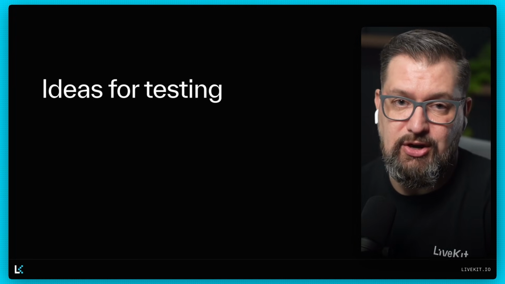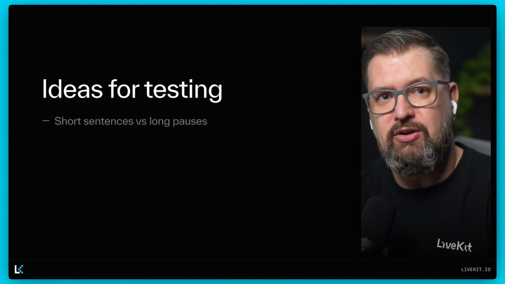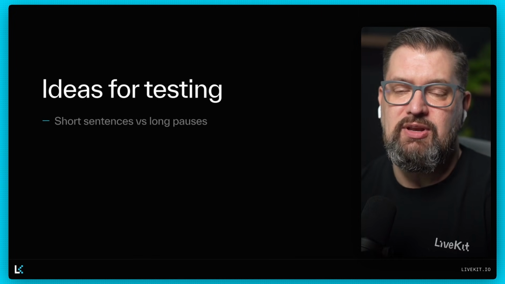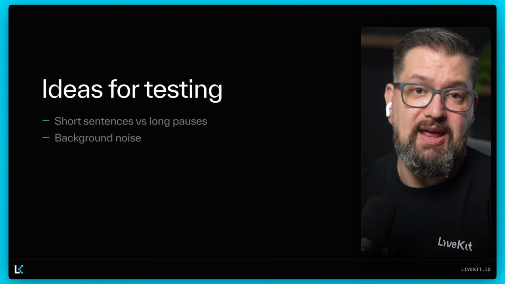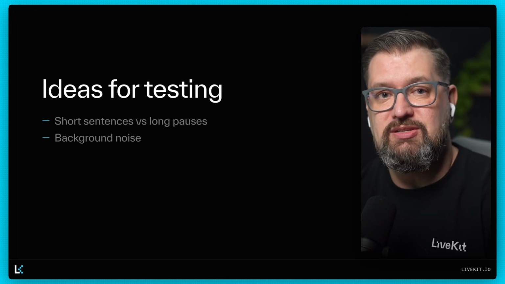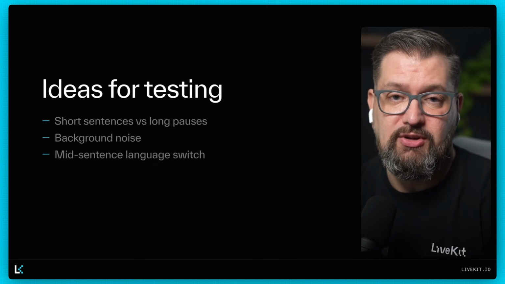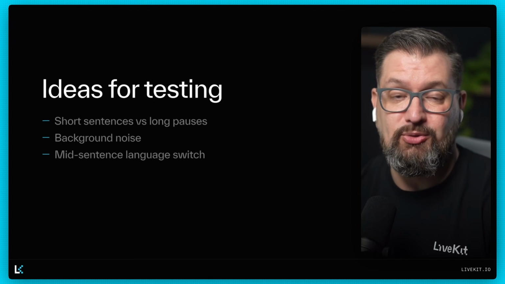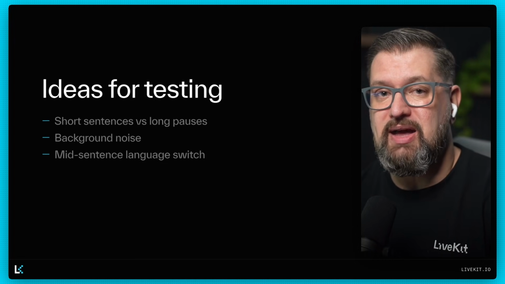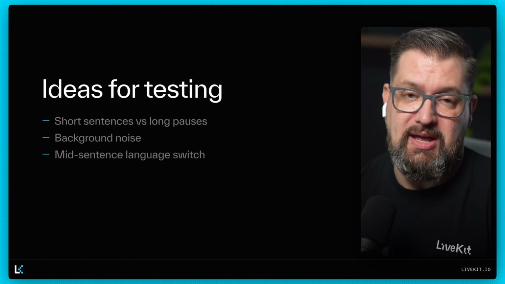Now, here are a few scenarios worth testing. First, try rapid fire short sentences and compare that to a single long sentence with natural pauses. See how the agent handles each of these. Second, add some background noise. Turn on a TV or have someone talking nearby. Does the agent stay focused on your voice? And third, if you speak multiple languages, try switching languages mid-turn. The multilingual model should handle this gracefully. Add these to your testing backlog. The more scenarios you try, the more confident you'll be in how your agent behaves.